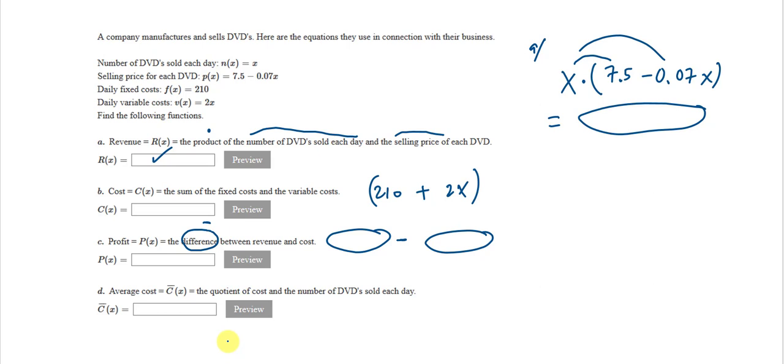And then the last one, the average cost, is a quotient. Quotient is the division, right? The quotient of the cost, which is the one that you found in part C, and the number of DVDs sold each day, which is x. So that expression divided by x, and then make sure you simplify it. So that's the general idea of how you solve this problem, and I'll let you try that on your own.